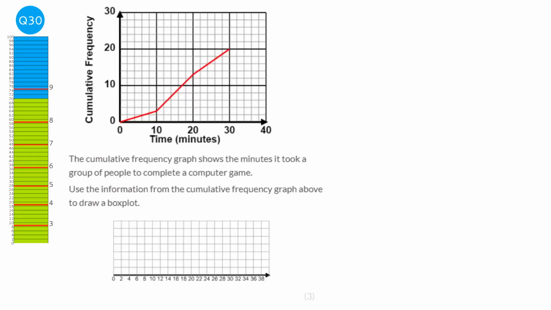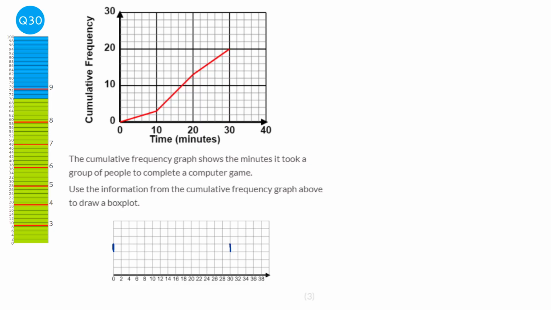So to draw a box plot, we need 5 points. We need the lowest point, lower quartile, median, upper quartile, and highest point. Now we already have the lowest and highest points, so we can put those onto our box plot now. So the lowest point is at 0 and the highest point is at 30, as we can see on the cumulative frequency graph.